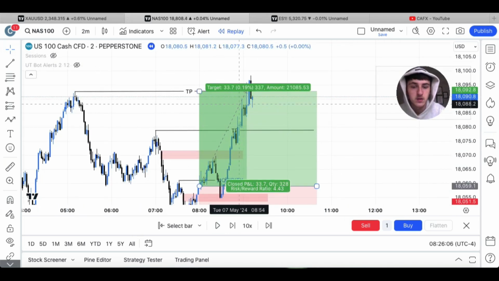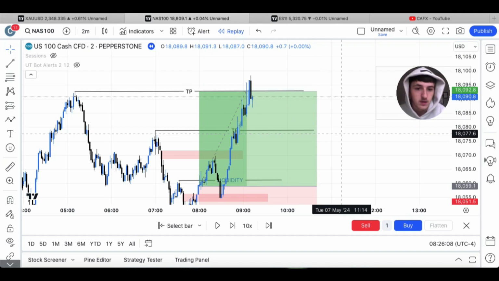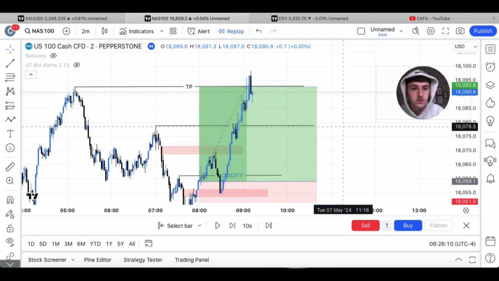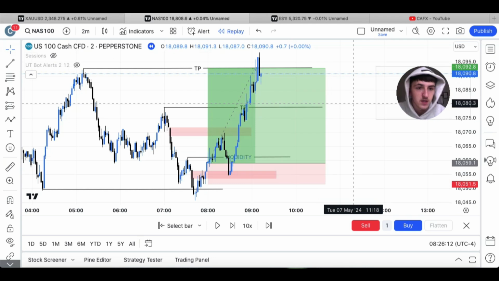We take out the top of the range and the buy side liquidity, and it really is that simple. Just look for a sweep of either buy side or sell side and a reversal. Okay, it's really that simple.